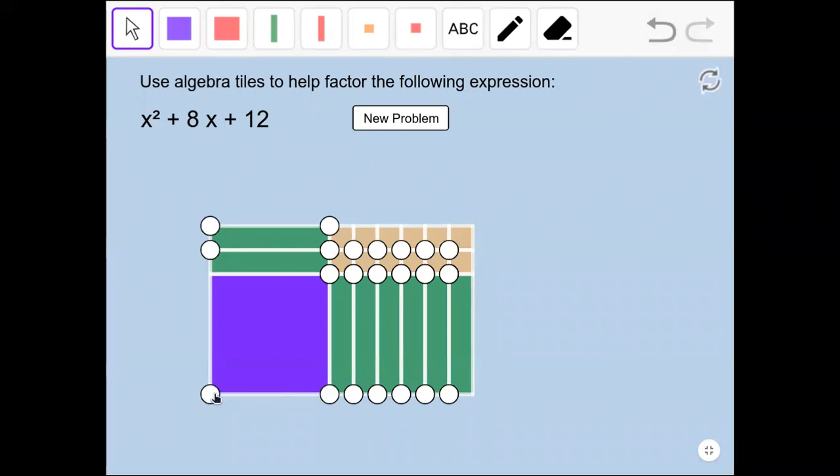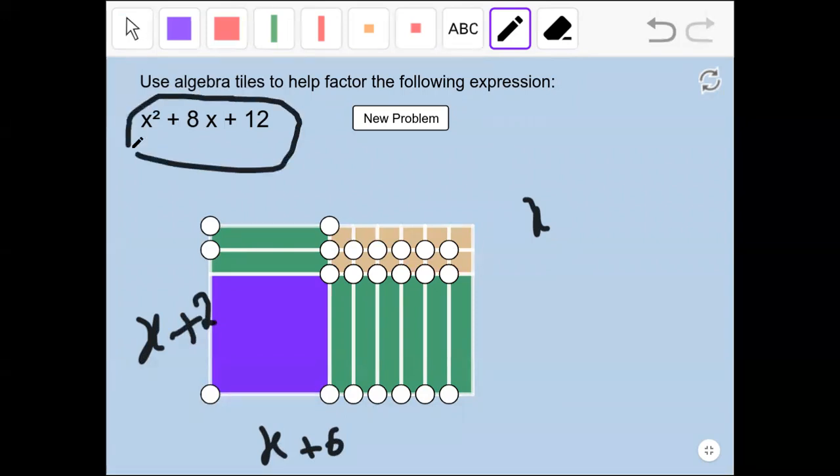And now I have, this is x, 1, 2, 3, 4, 5, 6, x plus 6 multiplied by x plus 2. So now I have a solution: this is x plus 6 and this is x plus 2. Now I have factored this given quadratic equation, x square plus 8x plus 12 equal to 0. So simply by arranging these algebraic tiles, we get the factors.